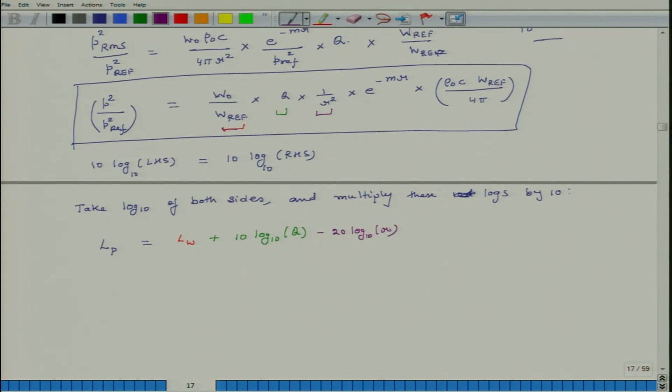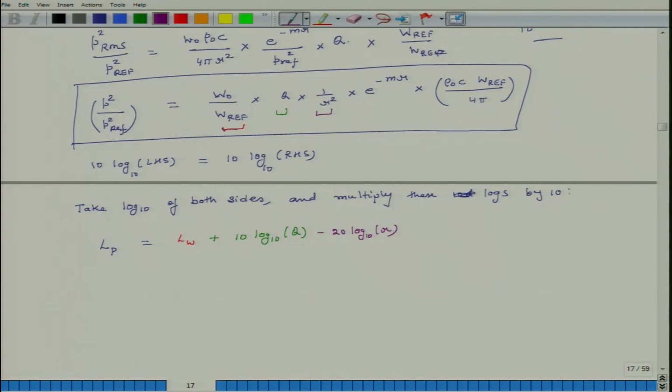So this third term tells us the influence of the distance. If you are far away from the source, your sound pressure level LP will go down. If you are very close, then the sound pressure level will not go down that much. And then I take 10 log of the next term.